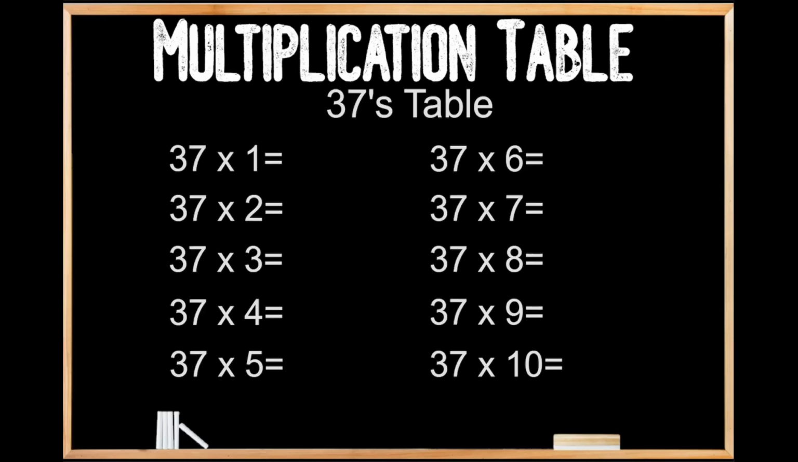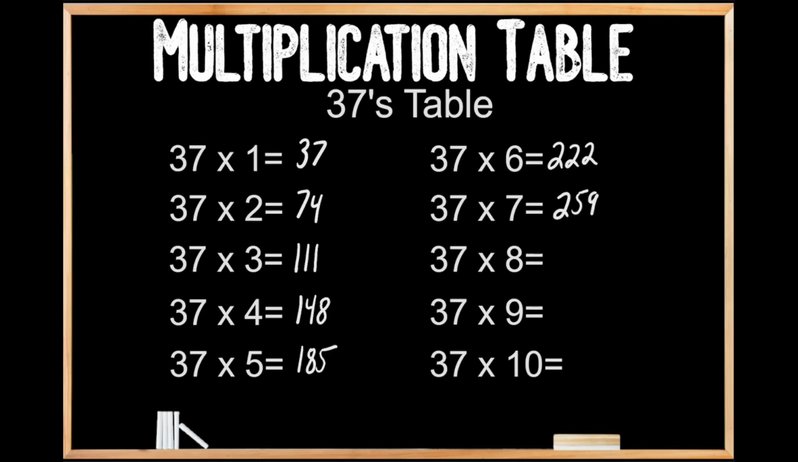37's table. 37 times 1 is 37. 37 times 2 is 74. 37 times 3 is 111. 37 times 4 is 148. 37 times 5 is 185. 37 times 6 is 222. 37 times 7 is 259. 37 times 8 is 296. 37 times 9 is 333. And 37 times 10 is 370.